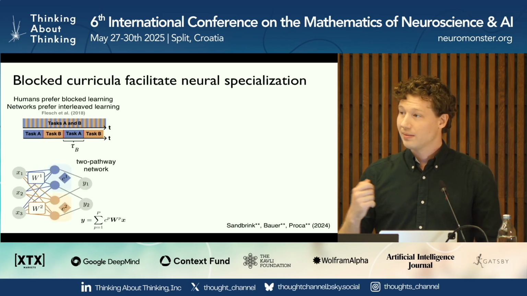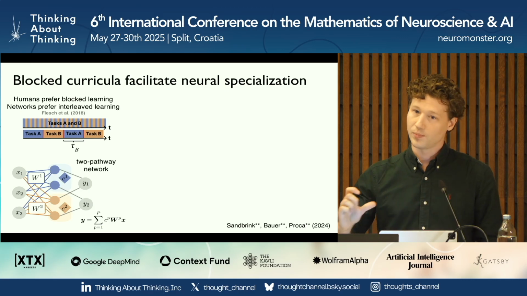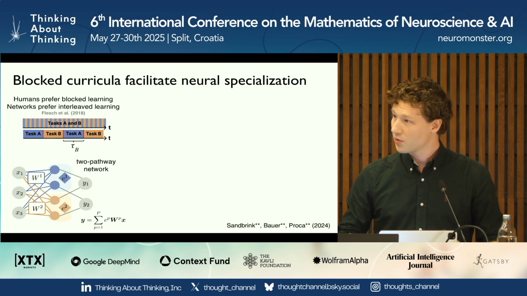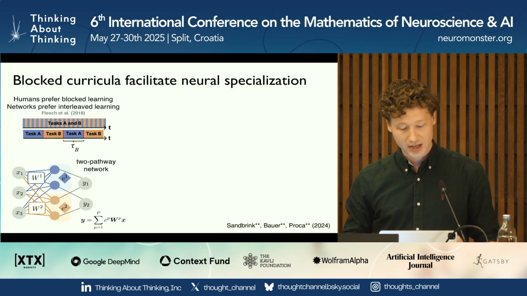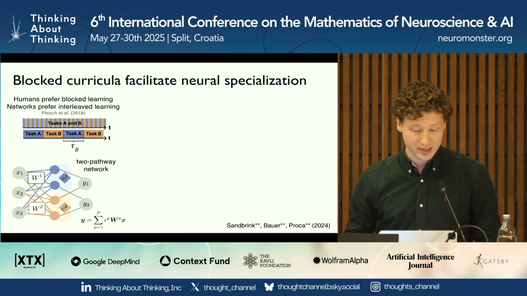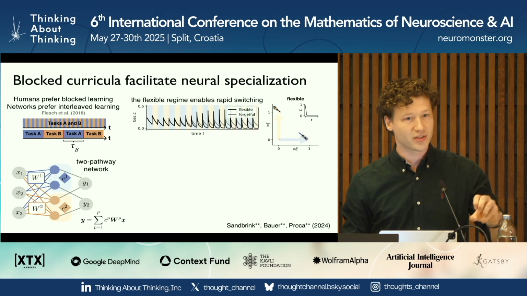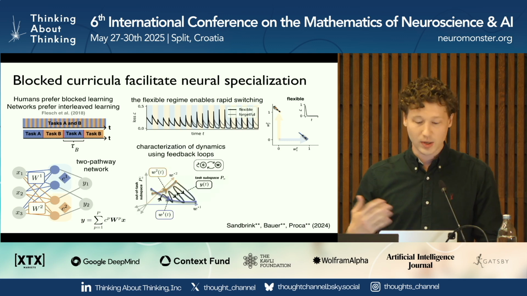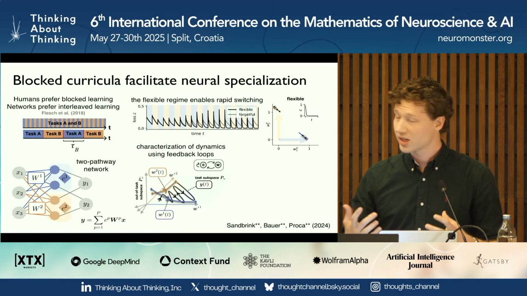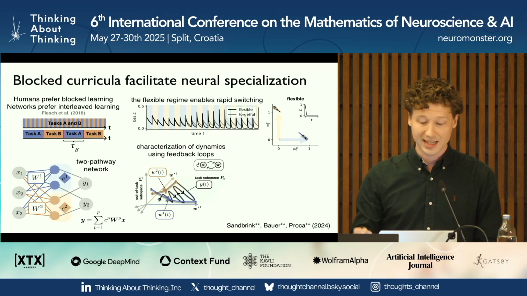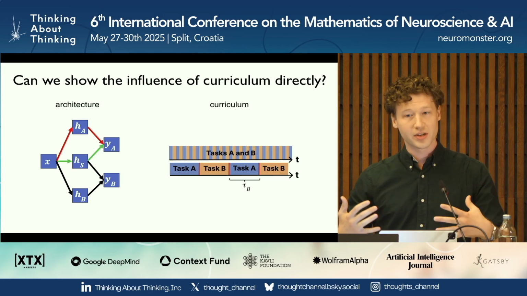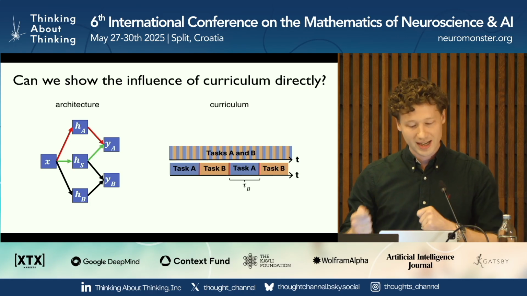What we found is that if we train this in a setting where there's no context signal, but the context needs to be inferred based on feedback in a two-path network, it is necessary to have a sufficiently long block length for your networks to learn this kind of flexible solution, where each of the modules will specialize to one of the tasks, which we call the flexible regime. In this work, we characterize this solution, and the fact that you need this amount of time, using the language of feedback loops, and do a parameter search which shows you this requirement of long task blocks.